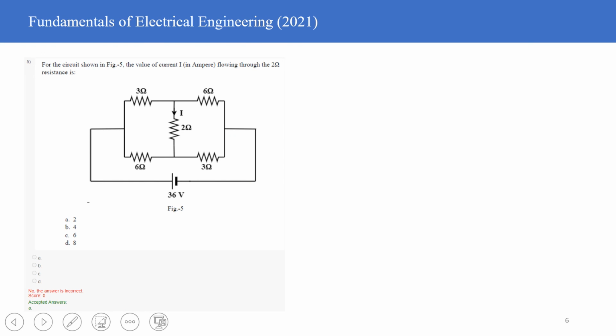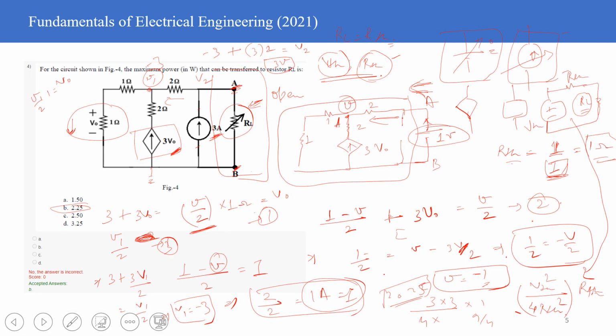Let me go to question number 5. Did all of you understand the previous solution? Anand, did you understand it? Yes, sir. Okay, good.